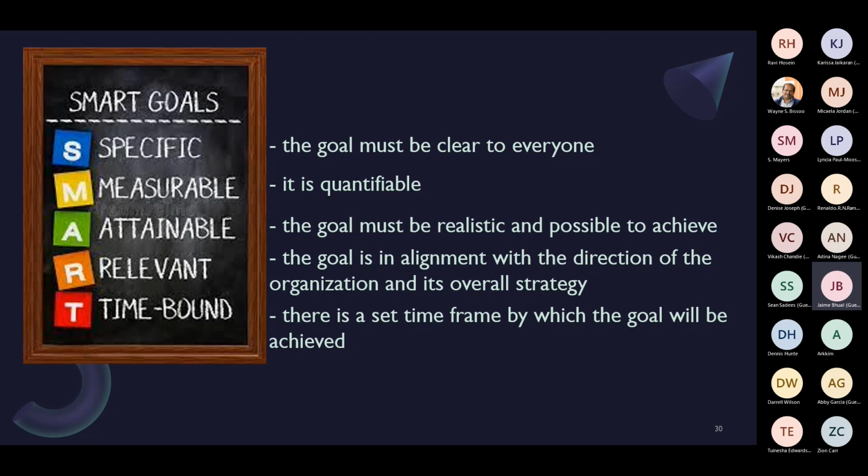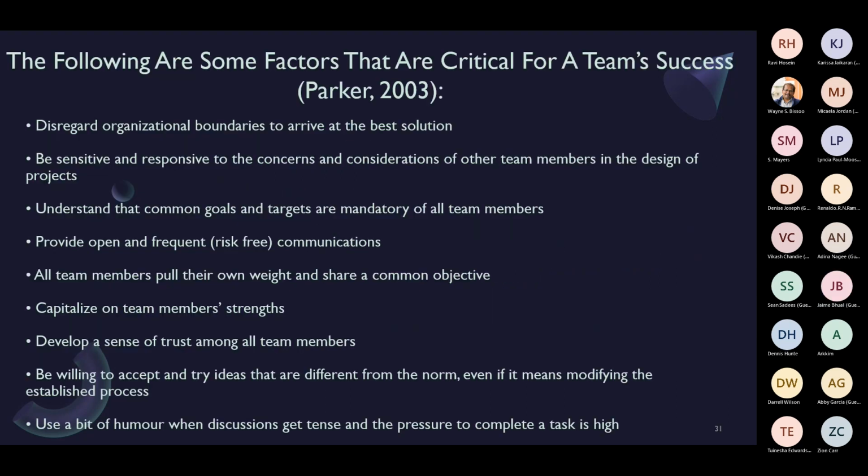The R, which stands for relevant, the goal must contribute to the main objective of the team. And T for time bound, we must put our goals into a time frame. So we have to set a time as to when we hope to accomplish what we want to accomplish. And teams should comprise a diverse set of individuals with different backgrounds, styles, talents, and personalities. So some factors that are critical for team success are to disregard organizational boundaries in an effort to arrive at the best solution. So it's basically doing what is right.